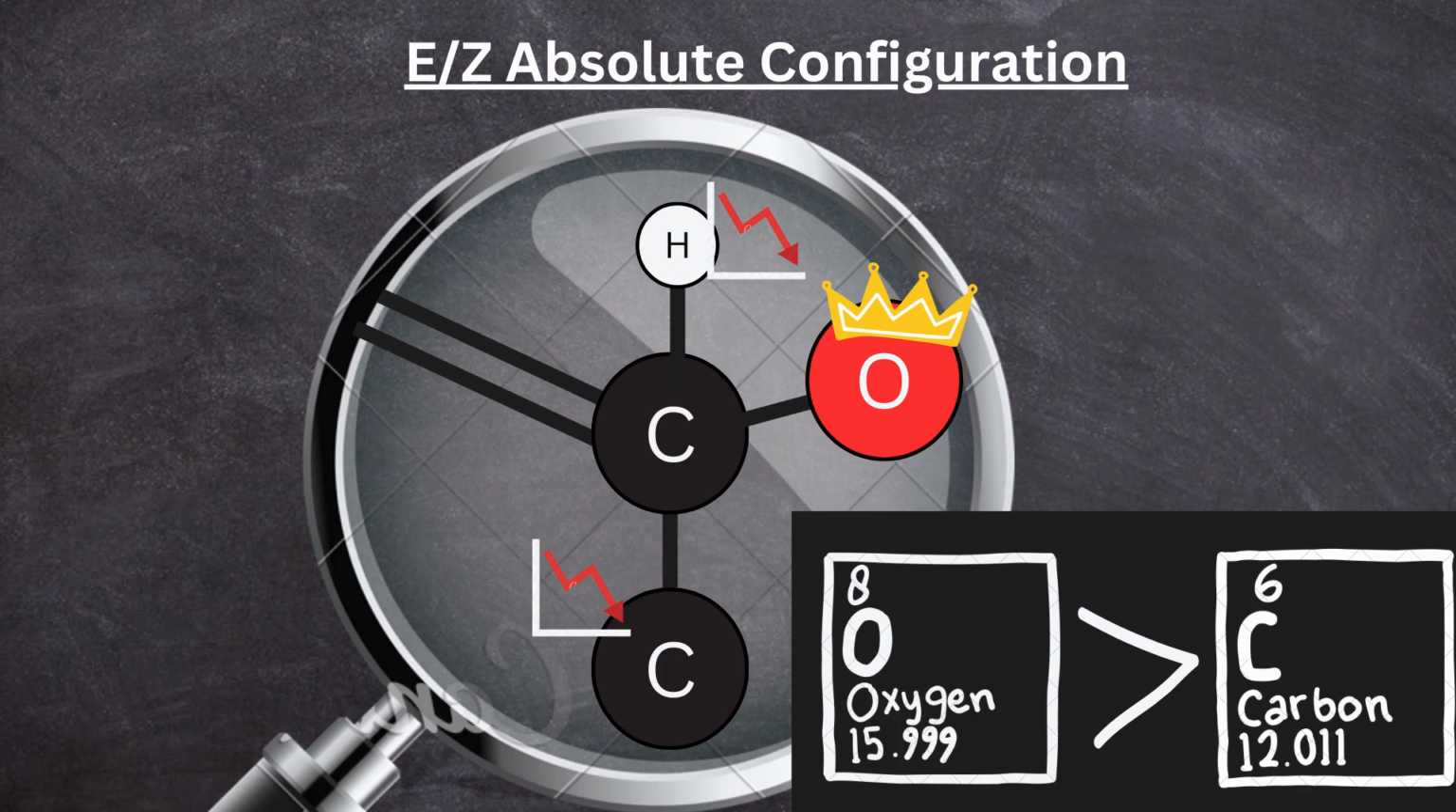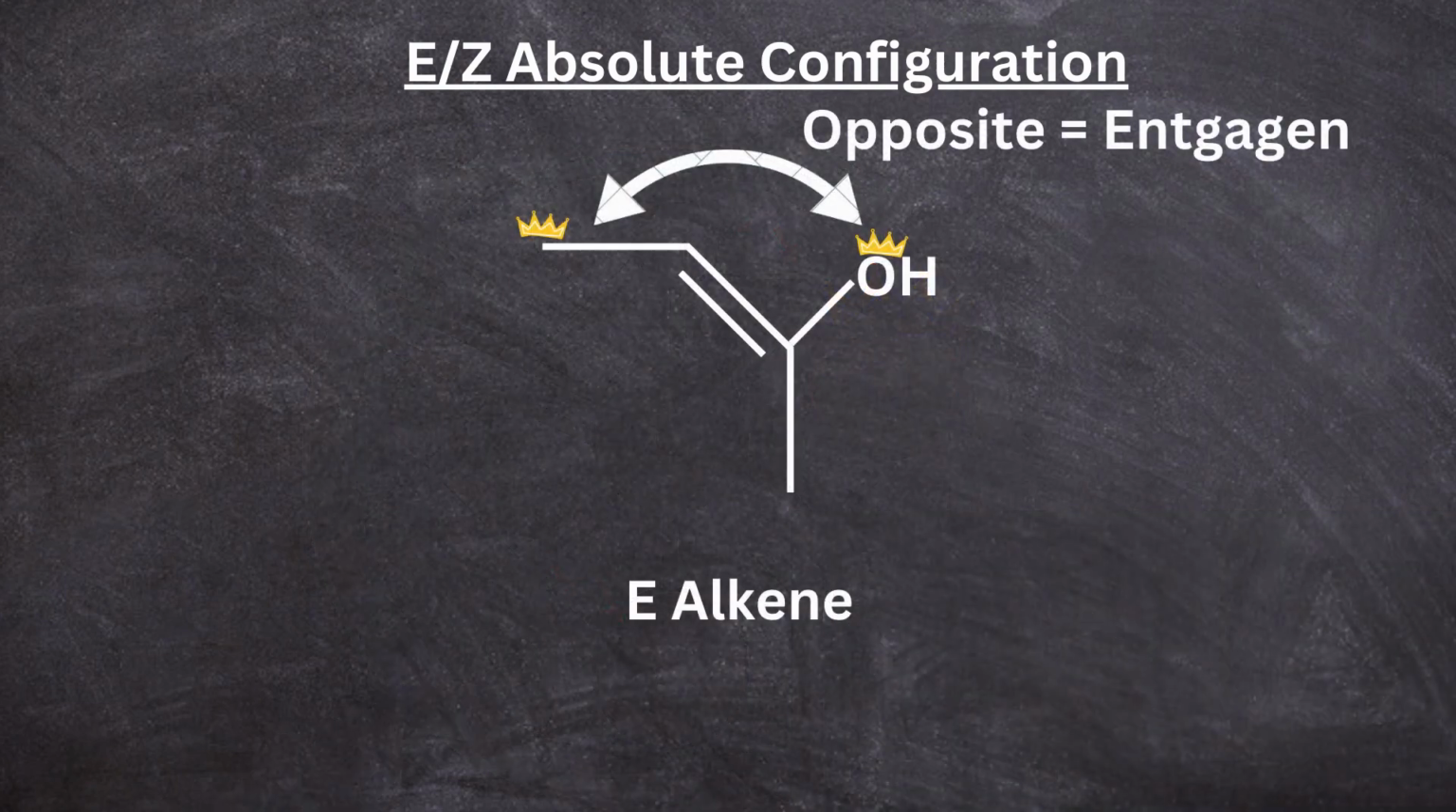If you go back to the full molecule again, you can see that both priority groups are opposite to one another relative to the double bond, which means they are entgegen, or an E-alkene.